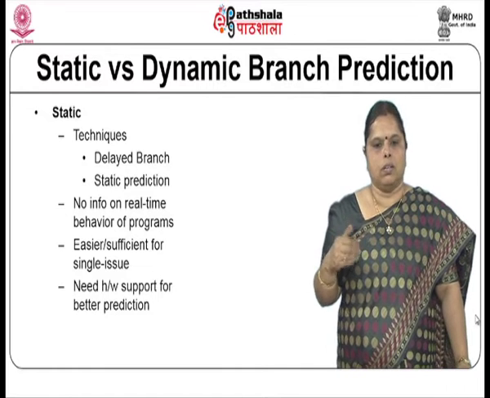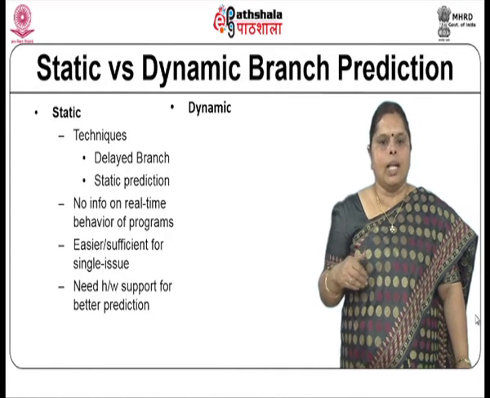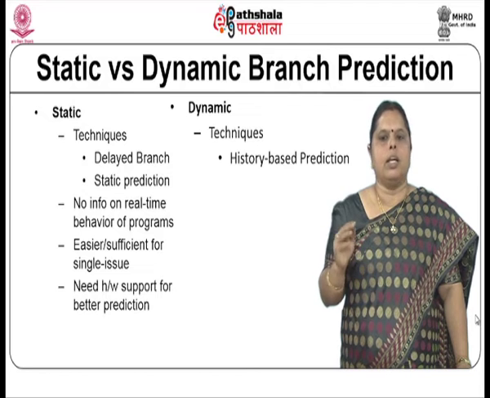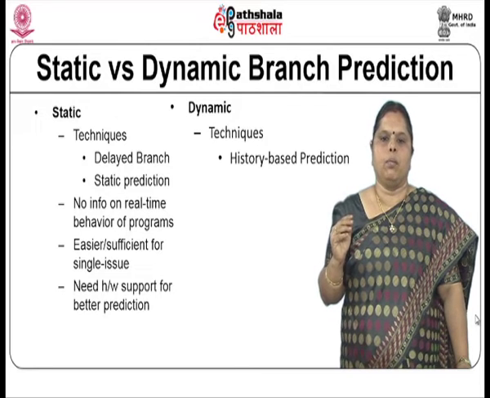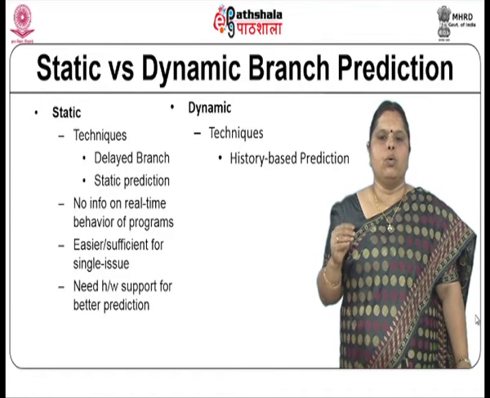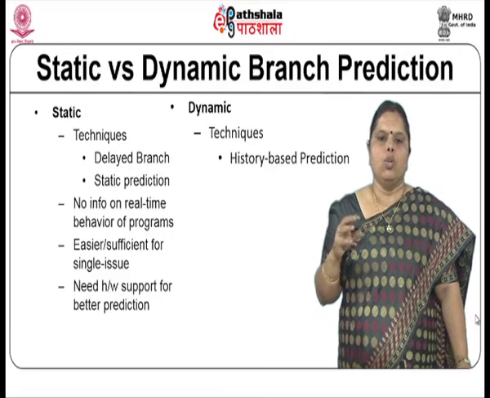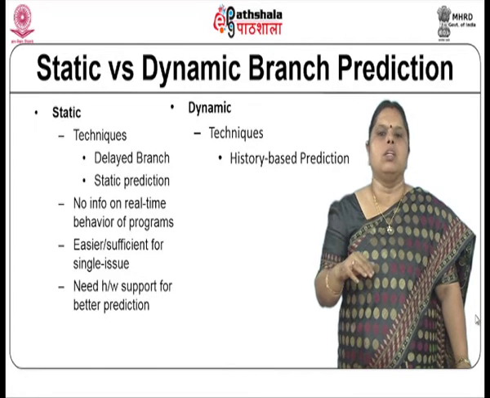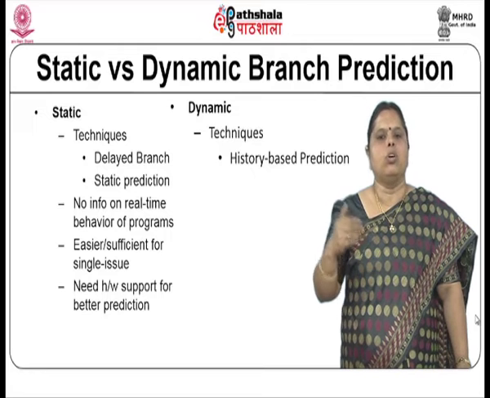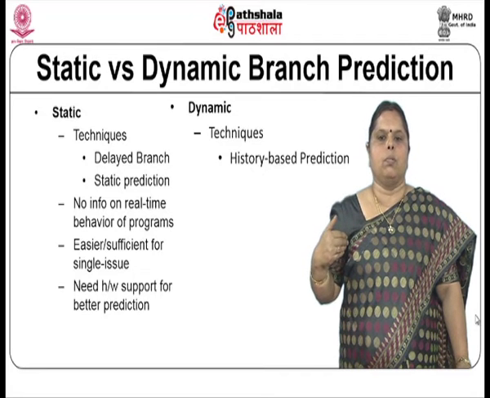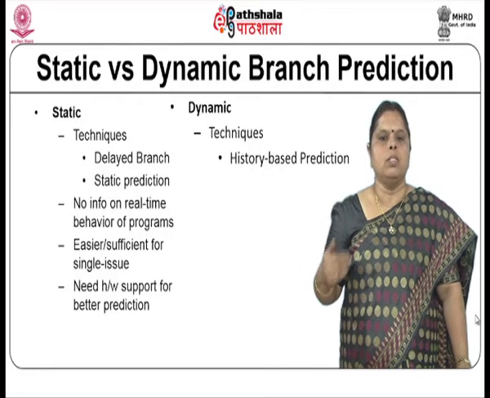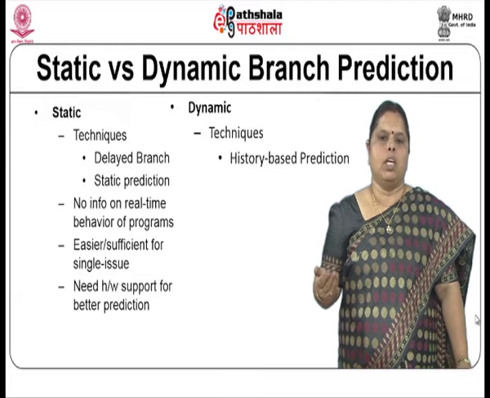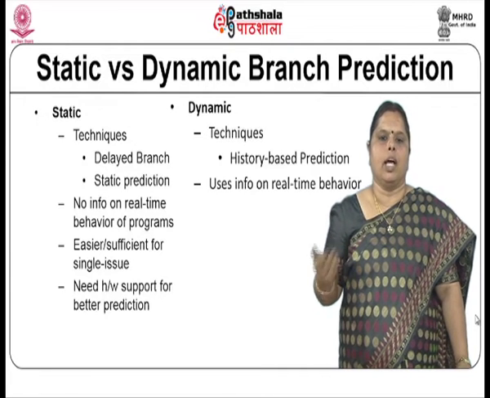for better prediction. Now, if you look at dynamic prediction, there are different techniques that are available. All of them make use of history based prediction. So, you have what is called a branch prediction buffer, which stores the earlier prediction, and based on that you get the prediction about the subsequent execution of that branch. And if you go wrong, you can always keep changing the prediction.